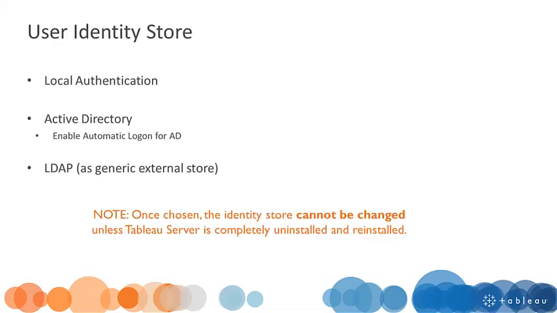One of the most important choices that you'll make during installation is your user identity store. For provisioning users, Tableau can be configured with either a local or an external identity store. Local authentication is Tableau Server's built-in authentication system, and it lets you create individual usernames and passwords for your users that are managed on Tableau Server. For those who opt for an external identity store, note that Tableau Server is optimized to interface with Active Directory, and you can take advantage of certain options like enabling automatic logins for your users based off of their Active Directory identity.